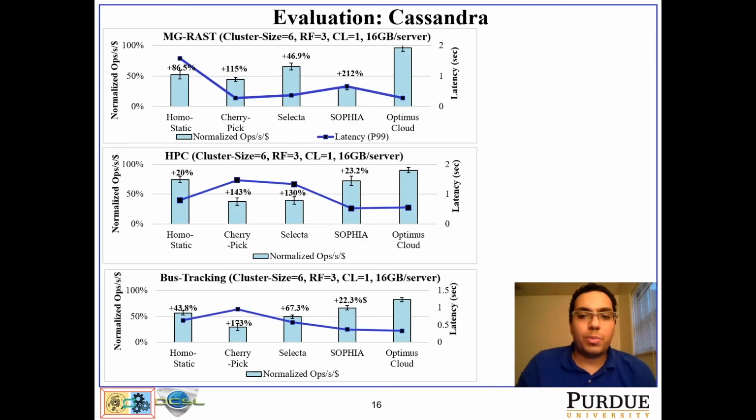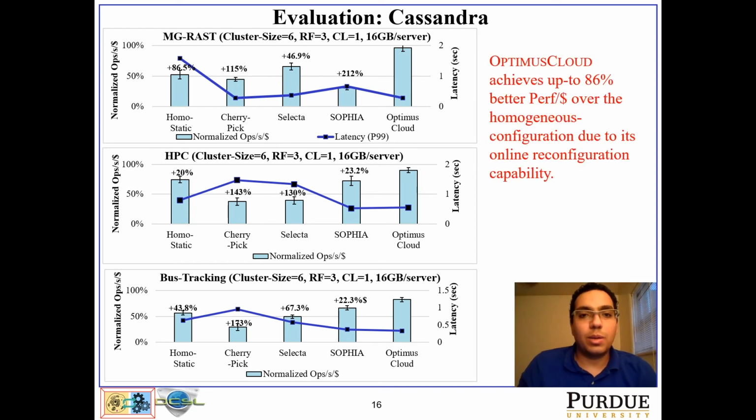Here we show the performance of Optimus Cloud compared to the 4 baselines that we just introduced in terms of throughput per dollar, as well as the tail latency or the P99 latency. In all 3 applications, Optimus Cloud achieves the best throughput per dollar, or ops per second per dollar, without sacrificing or increasing the tail latency.